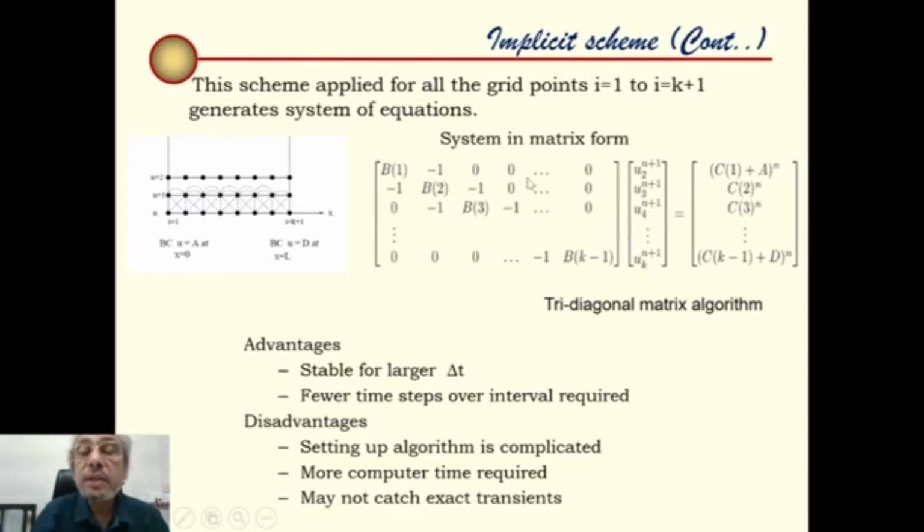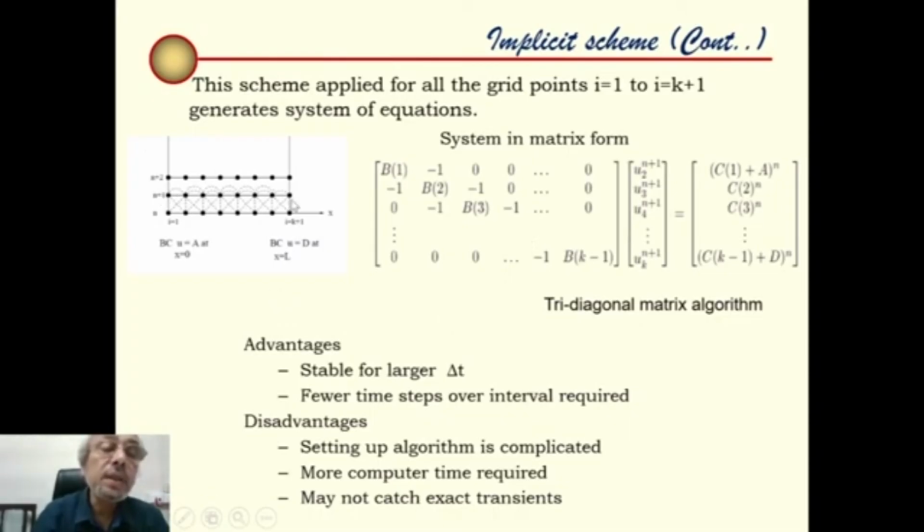Just after inverting this matrix, we will be able to get u2 to uk as an array immediately. So individually, what is the value of u2, u3, u4? We need not evaluate. We will come to know all the values just in one go.